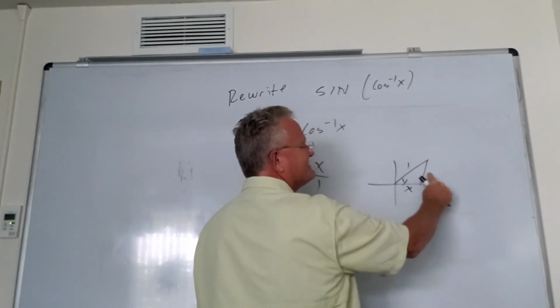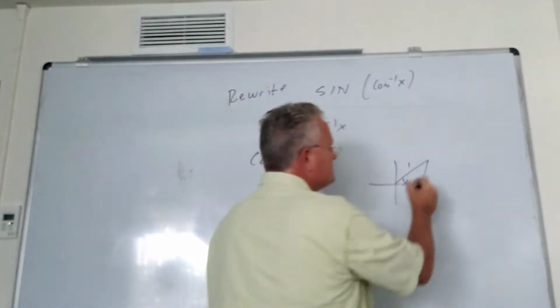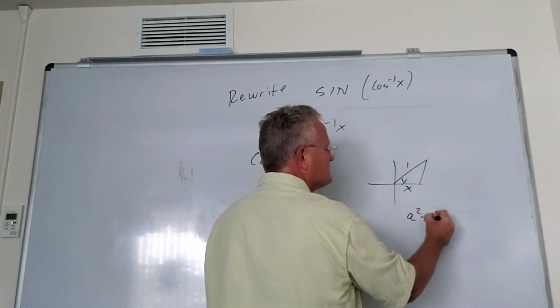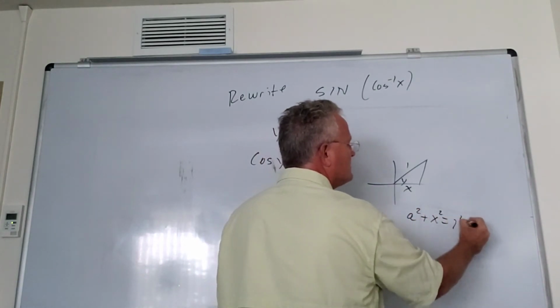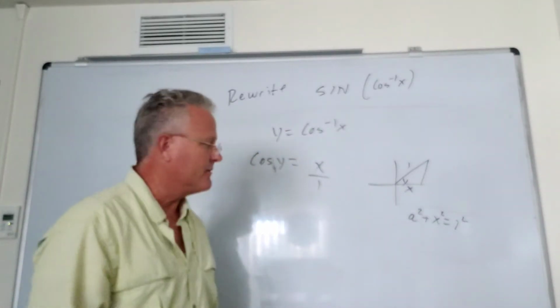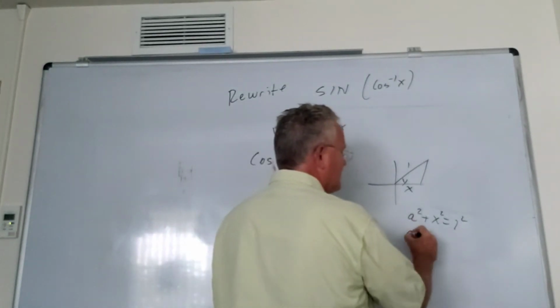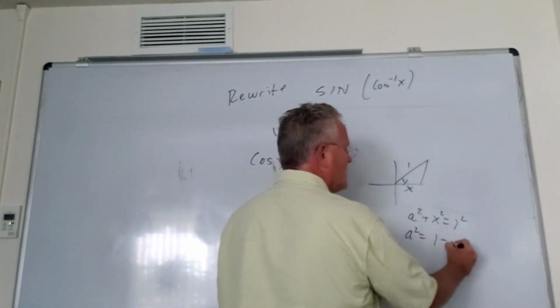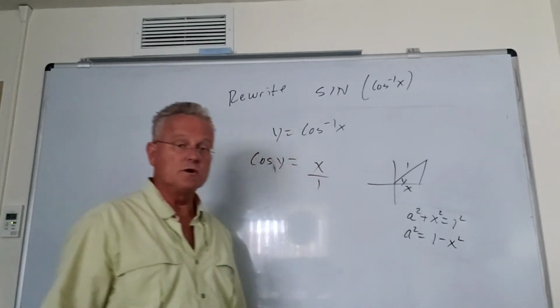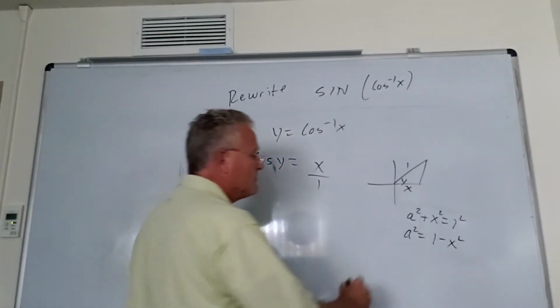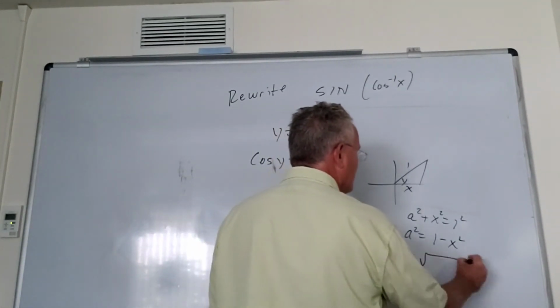Let's consider this missing value a. So a squared plus x squared equals 1 squared by the Pythagorean theorem. Subtracting x squared, we get a squared equals 1 minus x squared. 1 squared is 1. Take the square root of both sides, and we get the square root of 1 minus x squared.